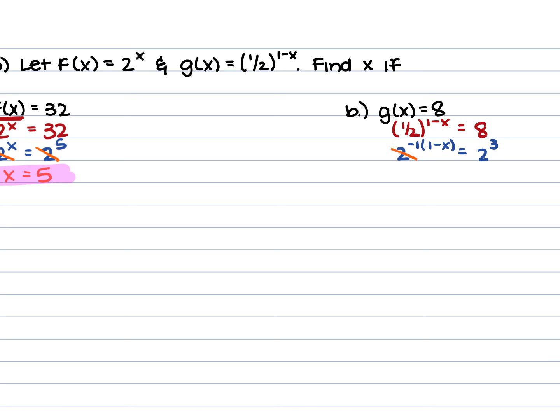We have two bases that are the same, so they cancel out, and we're just going to work with the negative 1 times 1 minus x is equal to 3. You could distribute this negative 1 in. You would just be working with negative 1 plus x is equal to 3. You can add the 1 to both sides, and you get that x is equal to 4.